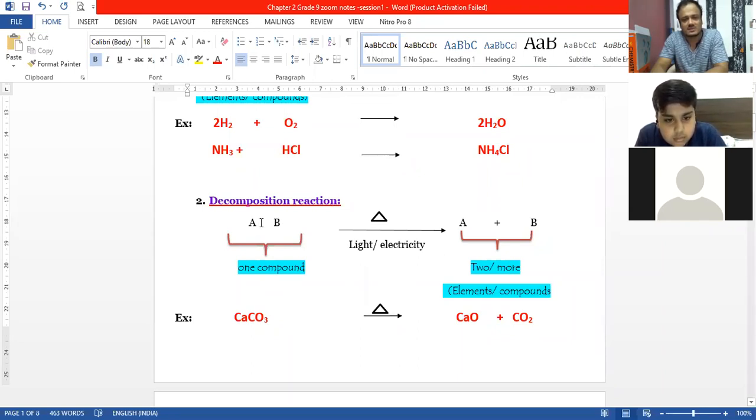So what is a decomposition reaction? It's a reaction in which one compound decomposes into two or more elements, or an element and a compound, or compounds. Anything can be formed. It can form two elements, one element and one compound, or two compounds. Any of this can be done by a decomposition reaction.